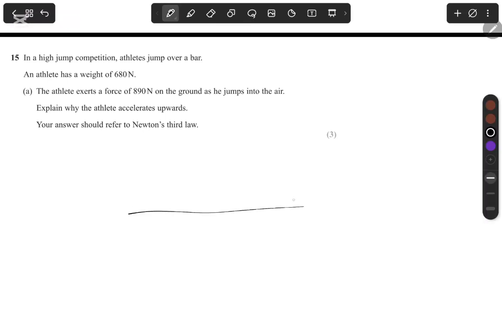Okay, so what's going to happen here in a nutshell is that the athlete will exert a force of 890 newtons on the ground. And by Newton's third law, the ground will exert a force of 890 newtons on the athlete. So we're going to have those forces. They're going to be equal in magnitude, opposite in direction, acting on different bodies. They're going to be the same type of force.